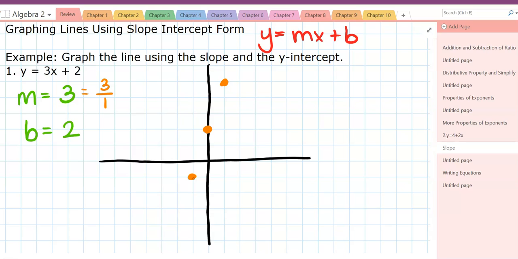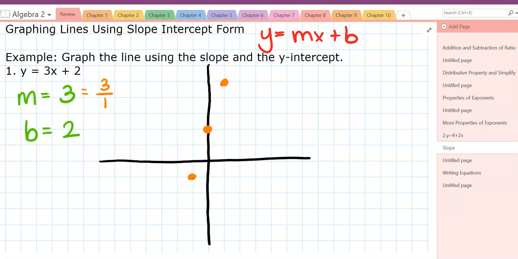So you can do that as many times as you want. You really only need 2 points to make a line, but you could do 3 or 4 or even more than that if you feel like you need more points to get a line drawn. Once you've got some points there, you need to draw the line.